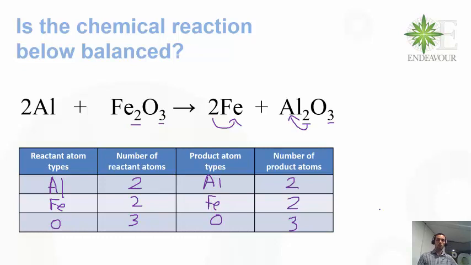So is the equation balanced or not? Yes, it is. So why is the equation balanced? Essentially, it's because we've got the same number of aluminium, iron, and oxygen atoms on the reactant and the product side.